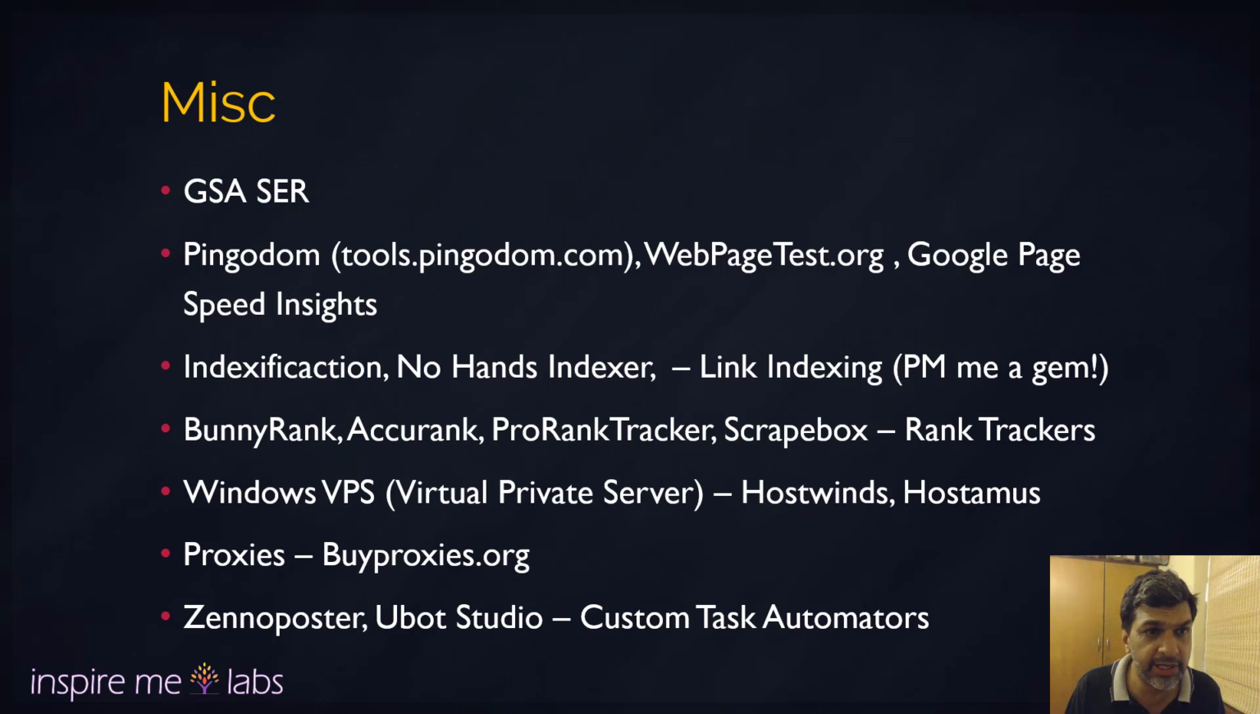Okay, the miscellaneous tools. These are different tools which are just put together in one slide. There's GSA SER. GSA is very popular among spammers. It was really popular back before the algorithm updates came along and rendered it mostly useless other than for building tier 2 and tier 3 links. So if you're using GSA, use it only for tier 2 and tier 3 links right now.